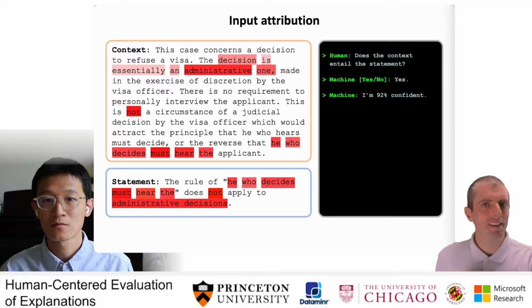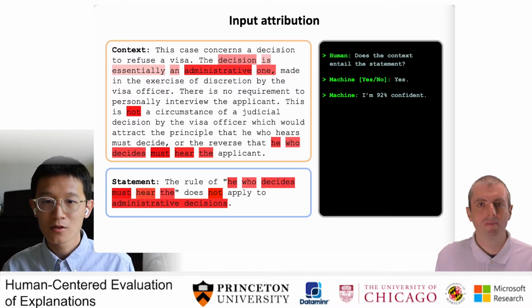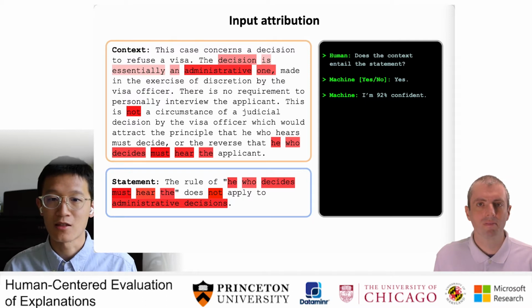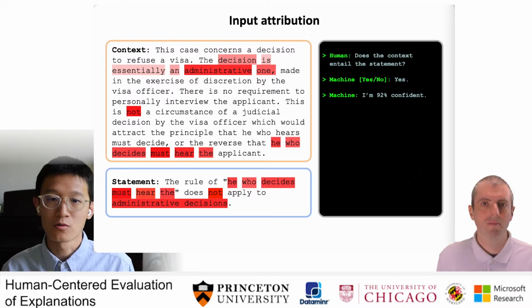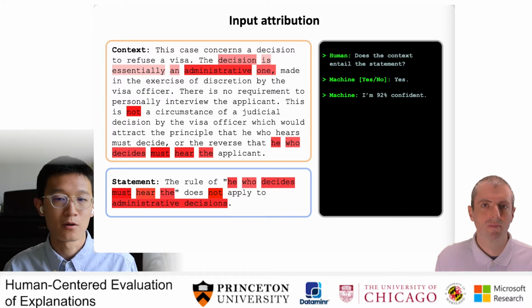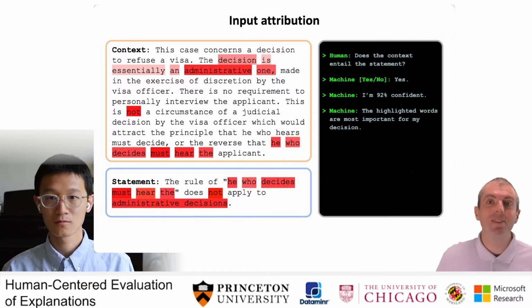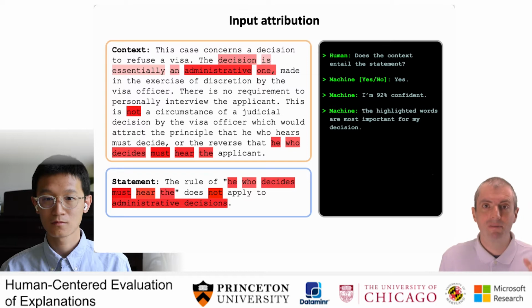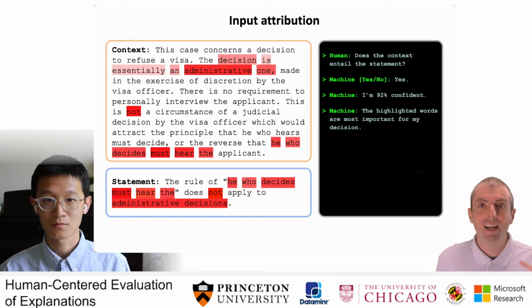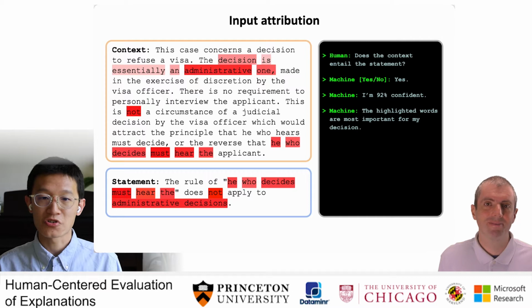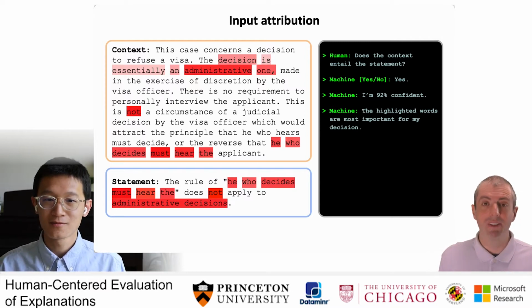So what counts as an input? For our running example, legal entailment, this could apply to both the context and the statement. But for the rest of the video, we'll just talk about how we can generate the heat map for the statement. Okay, now I can see what words are important. First, whether the case is administrative or not is important. The negation not is important. And then the phrase, he who decides must hear, is also highlighted, indicating that it too is important. And you can combine this with the model answers yes with 92% confidence. A lot better, right? Absolutely.